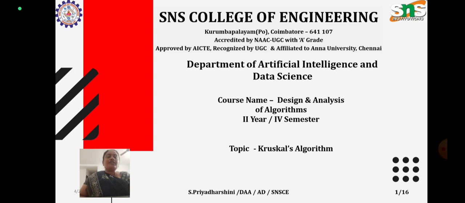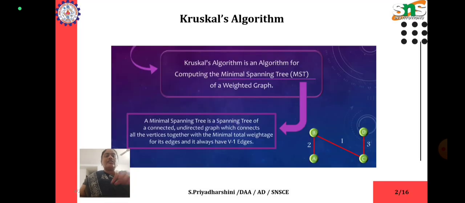Today we are going to discuss the topic Kruskal's algorithm. So let's see what is Kruskal's algorithm. Before that we'll see what is a minimum spanning tree. A minimal spanning tree, often called MST or minimum weight spanning tree, is a spanning tree for a weighted, connected, undirected graph, with a weight less than or equal to the weight of other spanning trees.